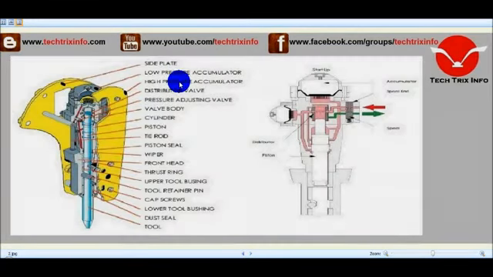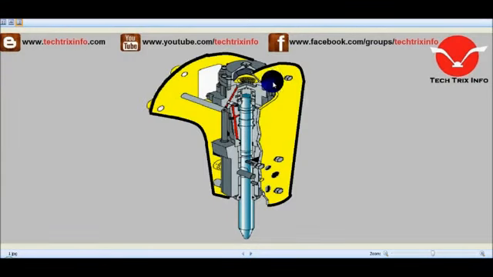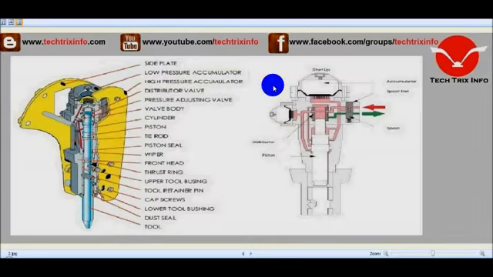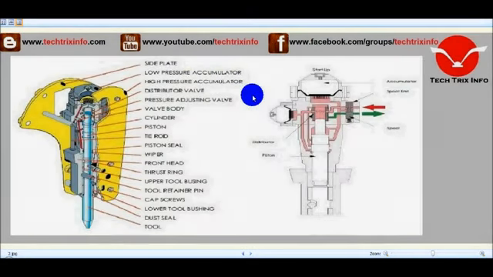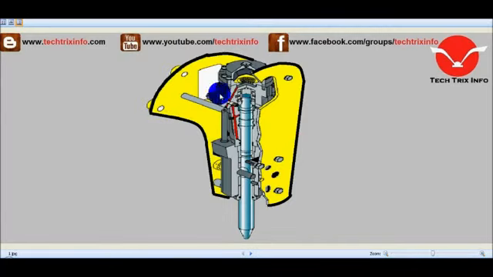Then we have the high pressure accumulator. So the high pressure accumulator is coming somewhere over here. Okay, then the distributor valve. So you can see the distributor valve over here. So here, this is almost where we will be having the distributor valve. Then we have the pressure adjusting valve. So the pressure adjusting valve is over here. So this one is the pressure adjusting valve. Here you can see this is the pressure adjusting valve over there.